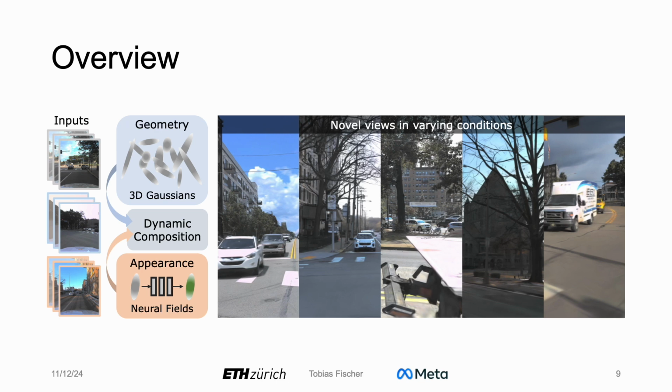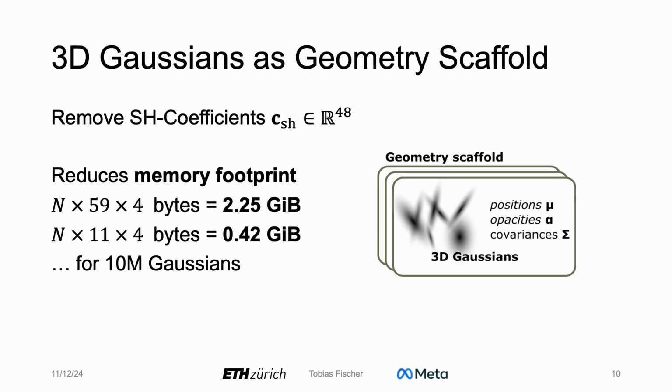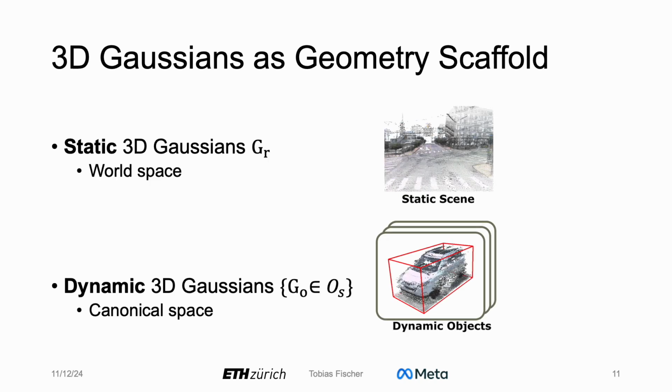To this end, we propose a hybrid scene representation that combines the strengths of 3D Gaussians and neural fields. We remove the spherical harmonics coefficients from the 3D Gaussian attributes, reducing the representation to a geometry scaffold. This also reduces its memory footprint to only about 18% of its original, while still being able to use the efficient forward rendering technique from Gaussian splatting. In particular, we have one set of 3D Gaussians for the static scene in world space and one set of 3D Gaussians per dynamic object in canonical object-centric space.